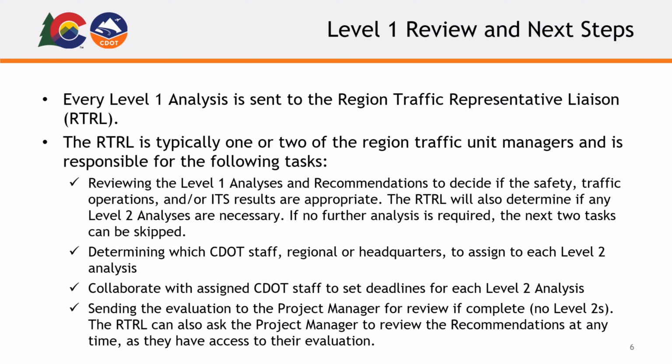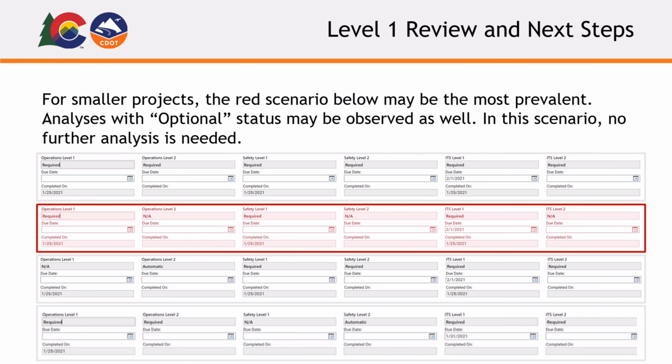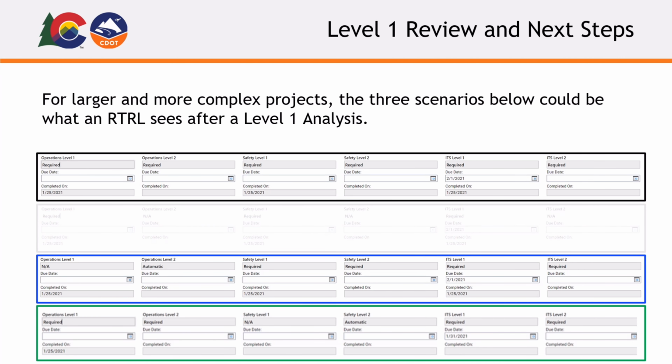The RTRL can also ask the project manager to review the recommendations at any time, as they have access to their evaluation. There are quite a few scenarios that the RTRL could see when they open a project for a review. Some are from automated processes, and some are from RTRs recommending Level 2 analyses. For smaller projects, the red scenario below may be the most prevalent. Analyses with the optional status may be observed as well. In this scenario, no further analysis is needed. For larger and more complex projects, the three scenarios below could be what an RTRL sees after a Level 1 analysis.